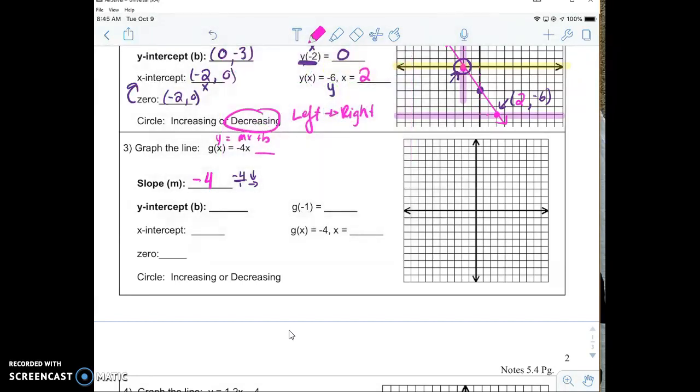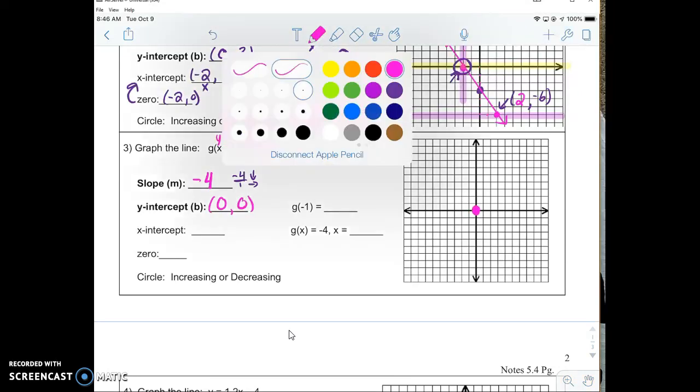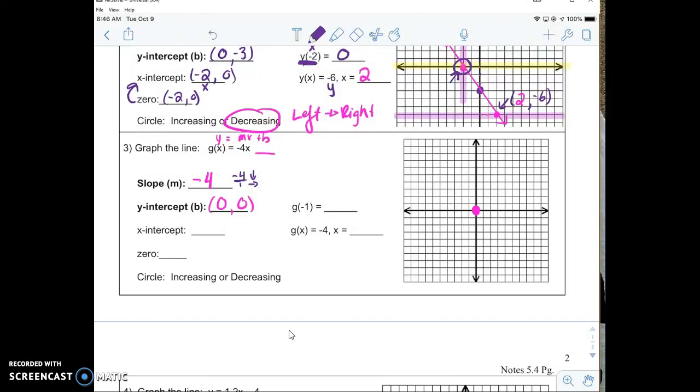I notice that I do not have a plus b, so my y-intercept is 0. Remember, the x value for a y-intercept is always 0. So my y-intercept is actually the origin, 0, 0. Using my slope, I'm going down 4 over 1, and I can go back the other direction, up 4 over 1.